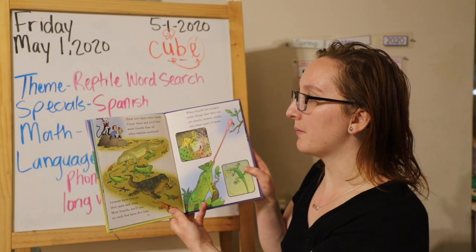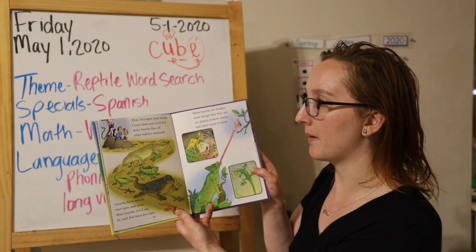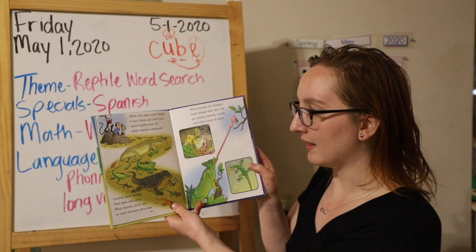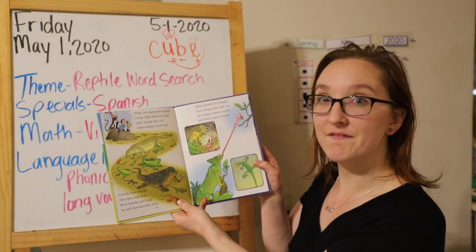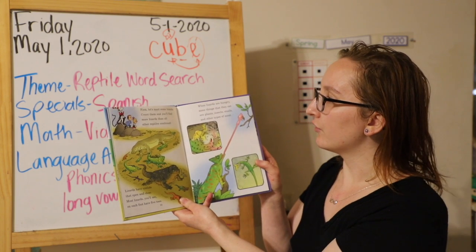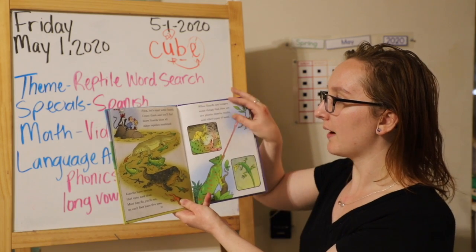First, let's meet some lizards. Count them and you'll find more lizards than all other reptiles combined. Lizards have eyelids that open and close. Most lizards you'll see on each foot have 5 toes. When lizards are hungry, some things that they eat are plants, insects, snails, and other types of meat.